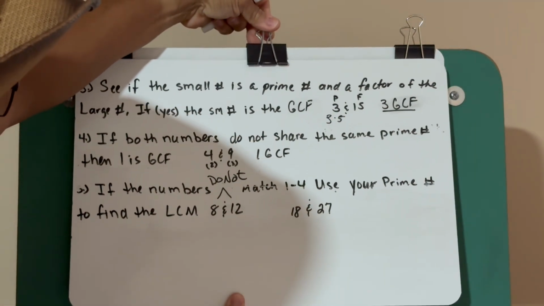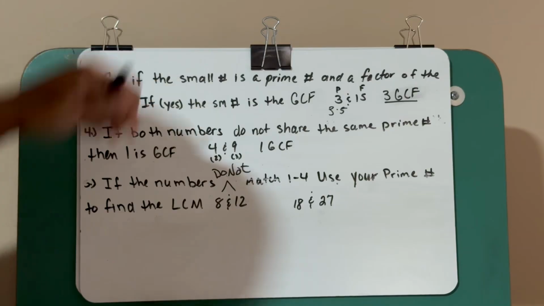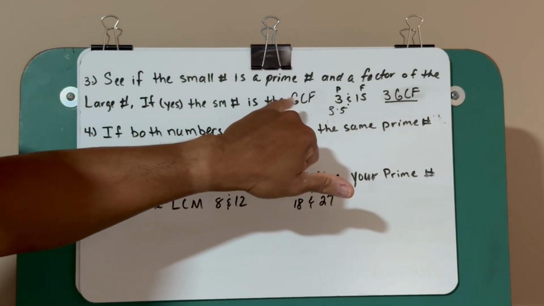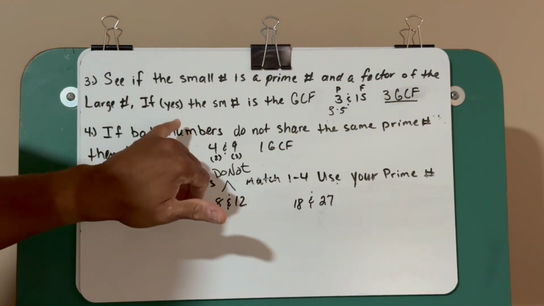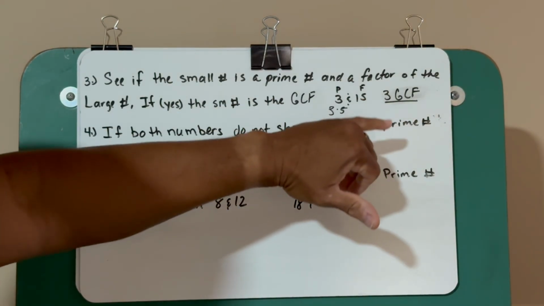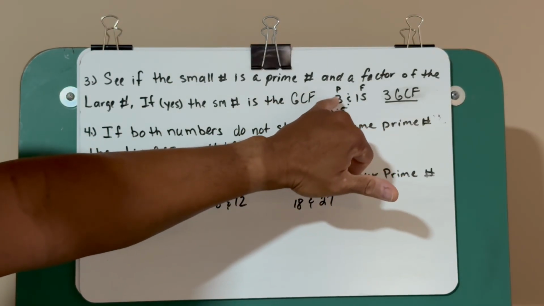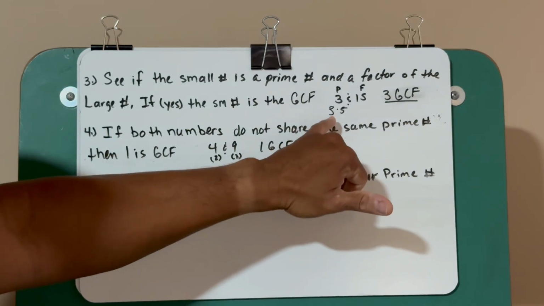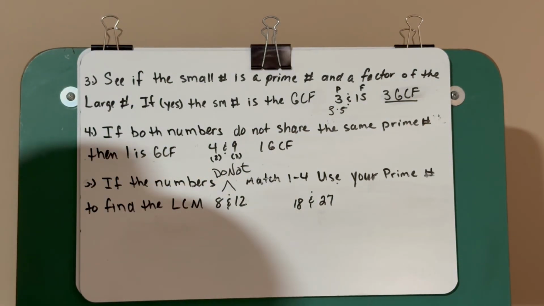And again, we need our multiplication and division facts to help us master this skill. Three, see if the small number is a prime number and a factor of the large number. If so, the small number is the greatest common factor. So again, we have 3 and 15. 3 is a prime number, but it's also a factor of 15 because 3 times 5 is 15, which means 3 is the greatest common factor.